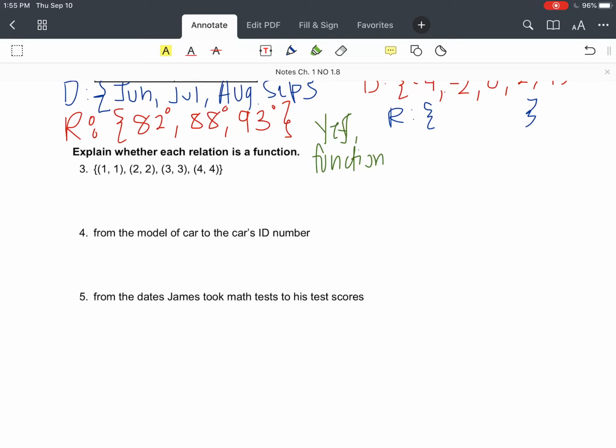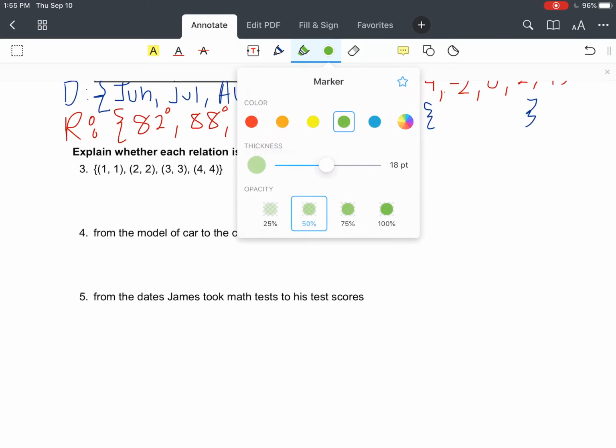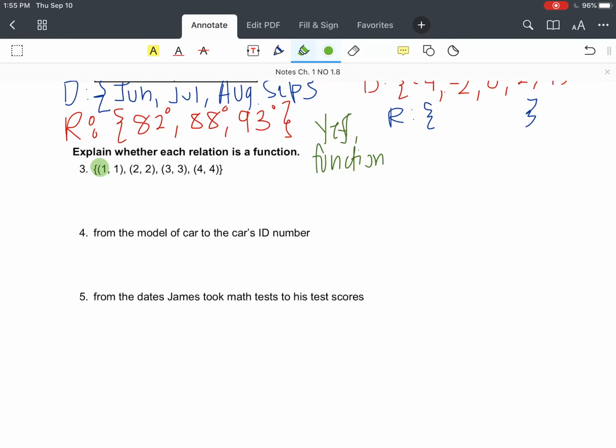Now for number 3, explain whether each relation is a function. We're always thinking, are my x values repeated? My x values, my inputs here, are 1, 2, 3, and 4. I don't see any repeats of my x's, so yes, it's a function. We're not repeating our x's.